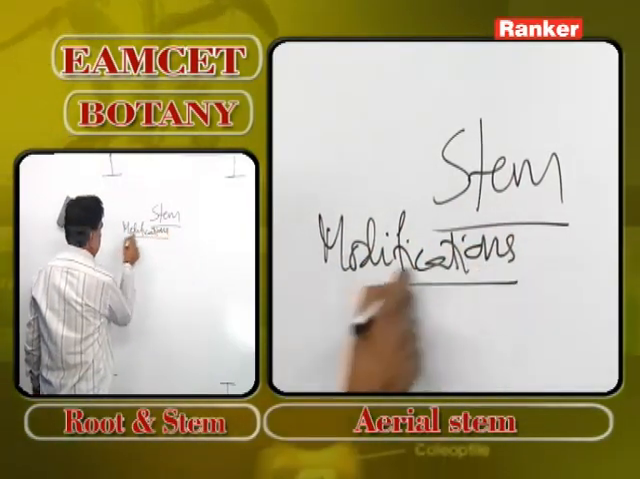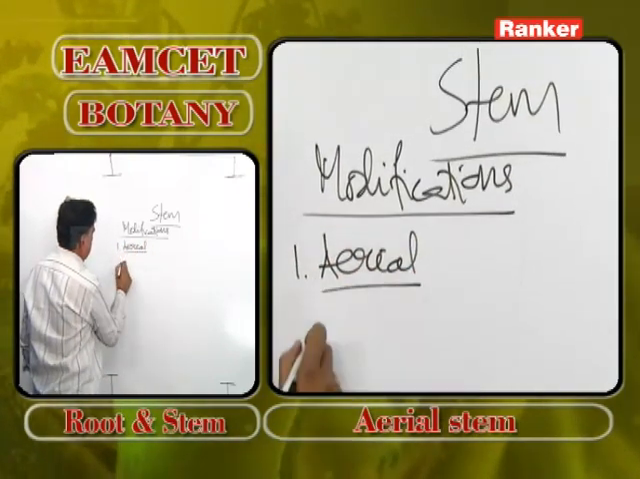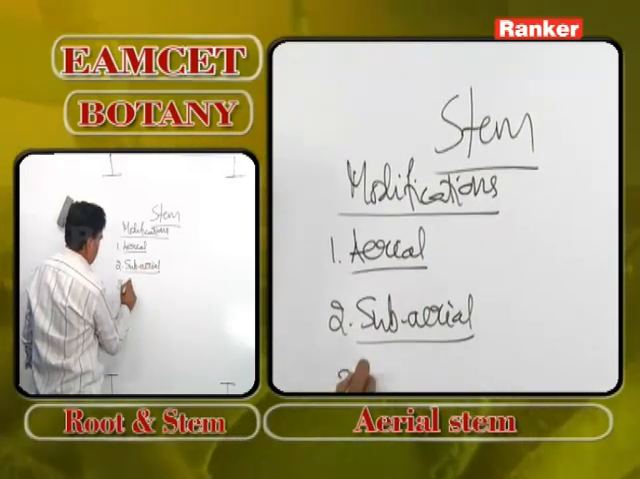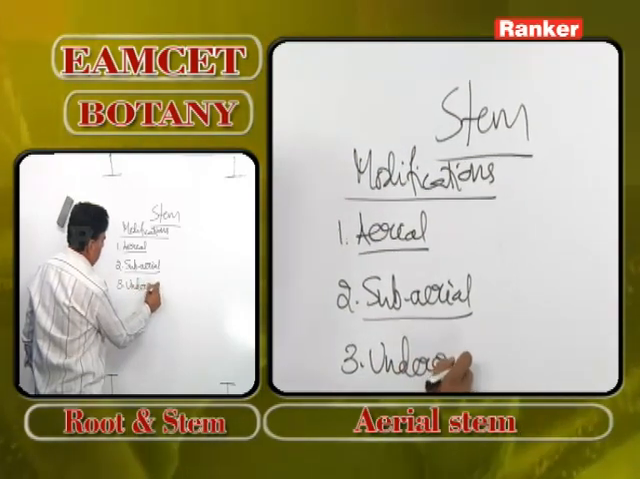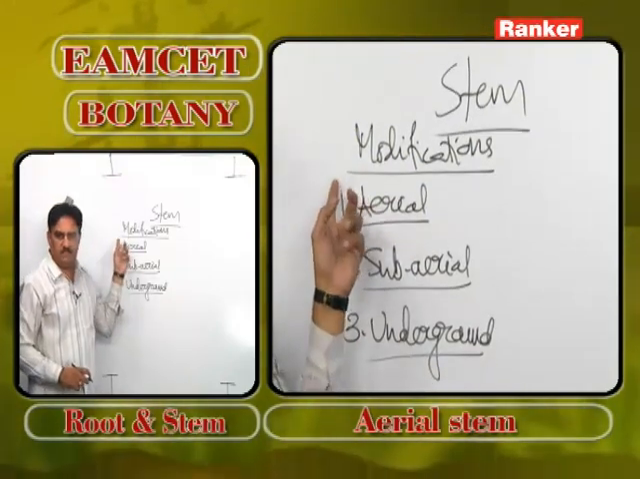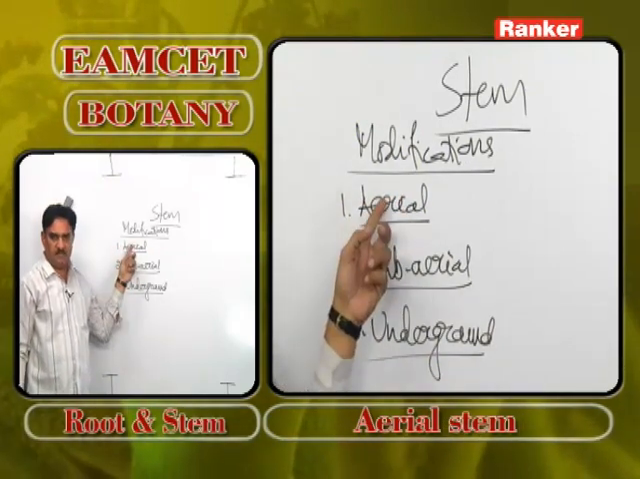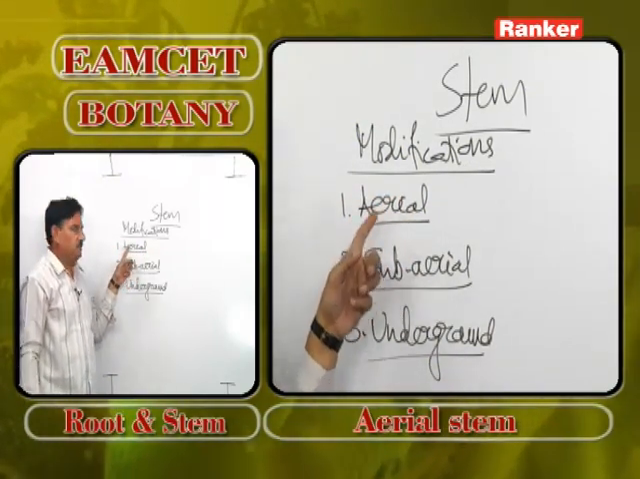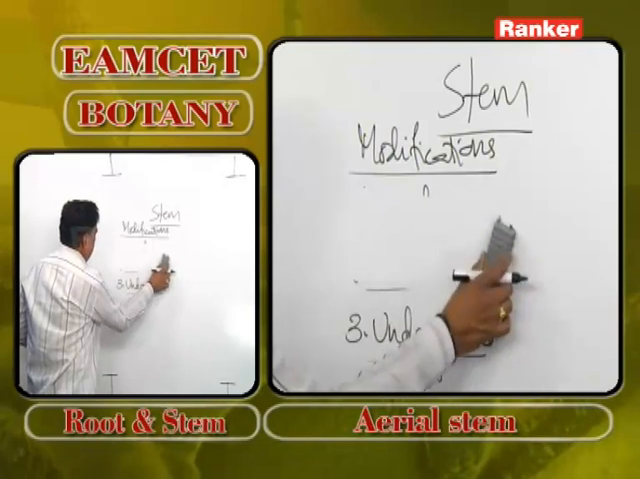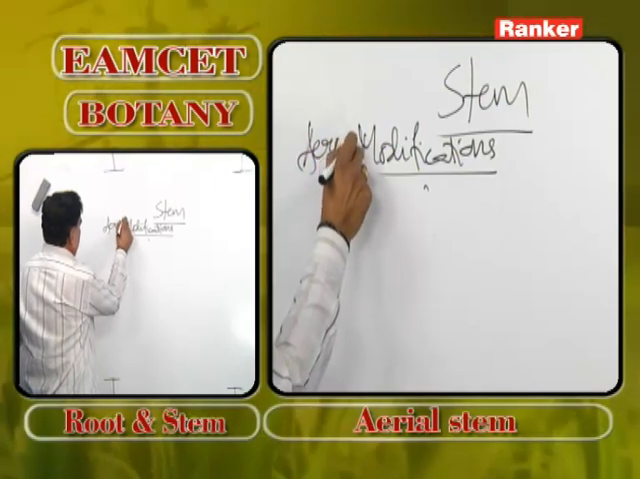All the stem modifications are broadly divided into three types: 1. Aerial stem modifications, 2. Subaerial stem modifications, 3. Underground stem modifications. Any permanent change in the stem to store food material, to perform a specific function, or to provide mechanical support, whatever it may be, is popularly called modification.